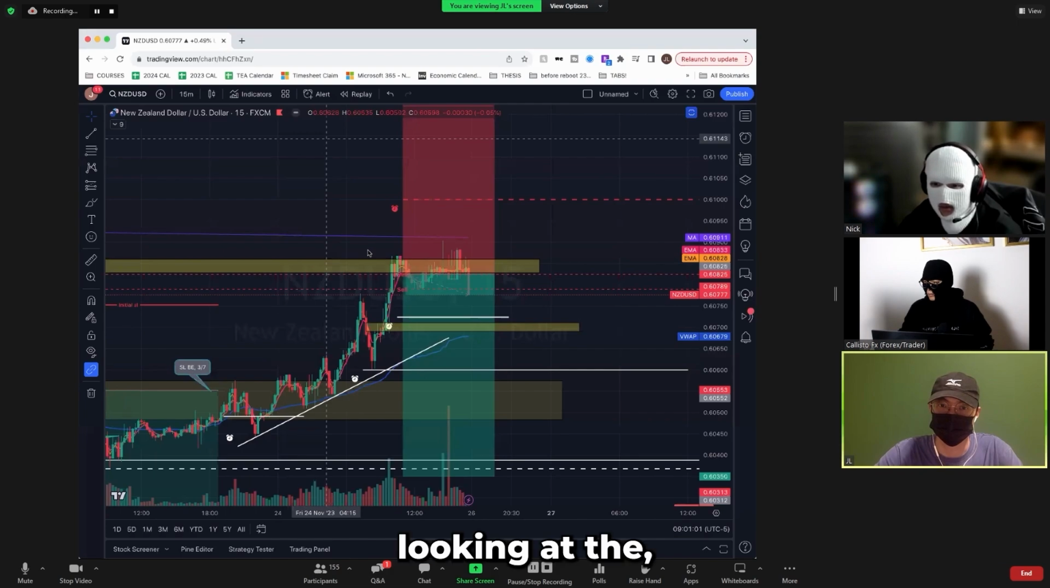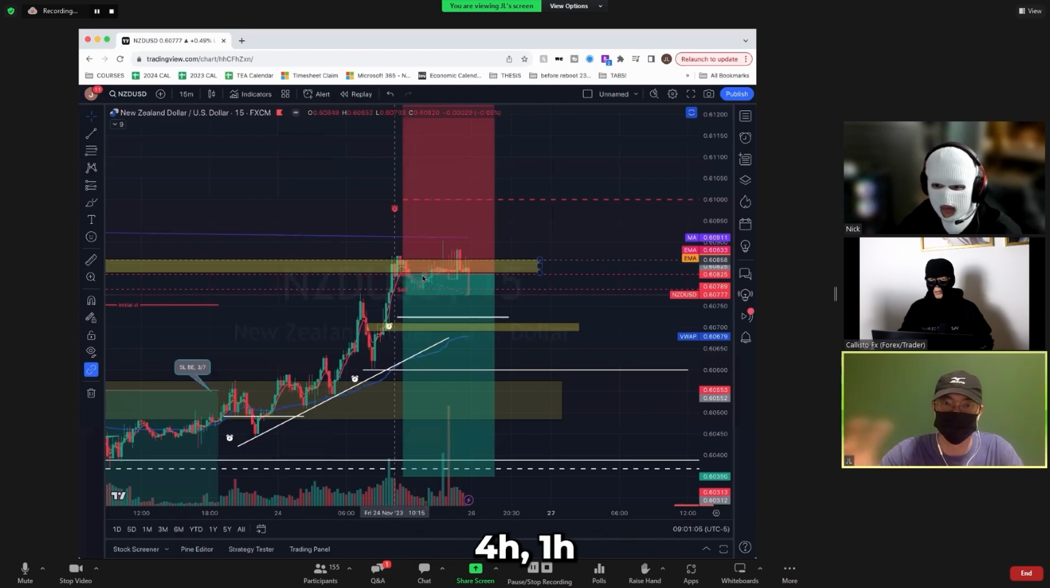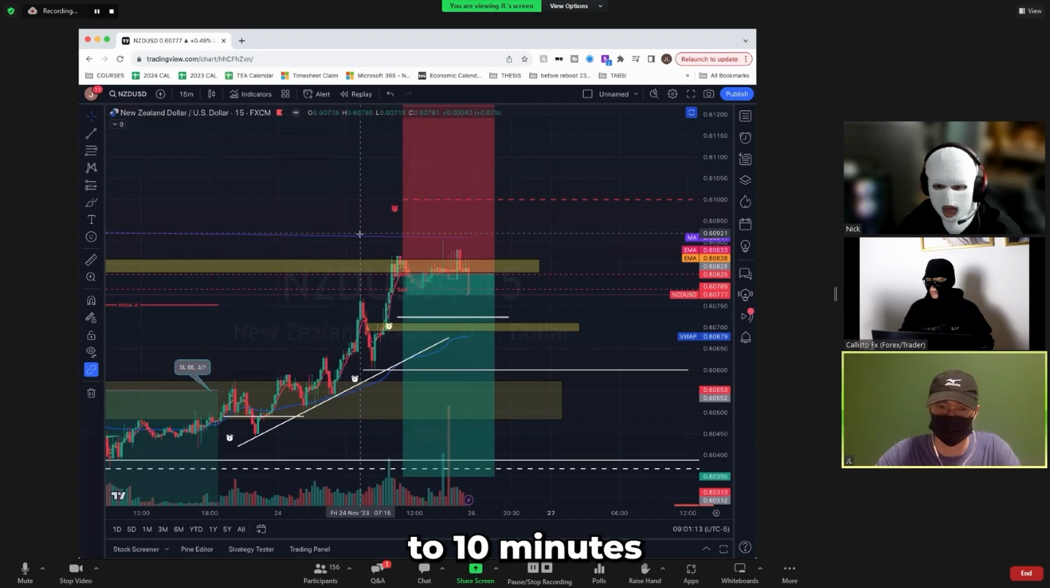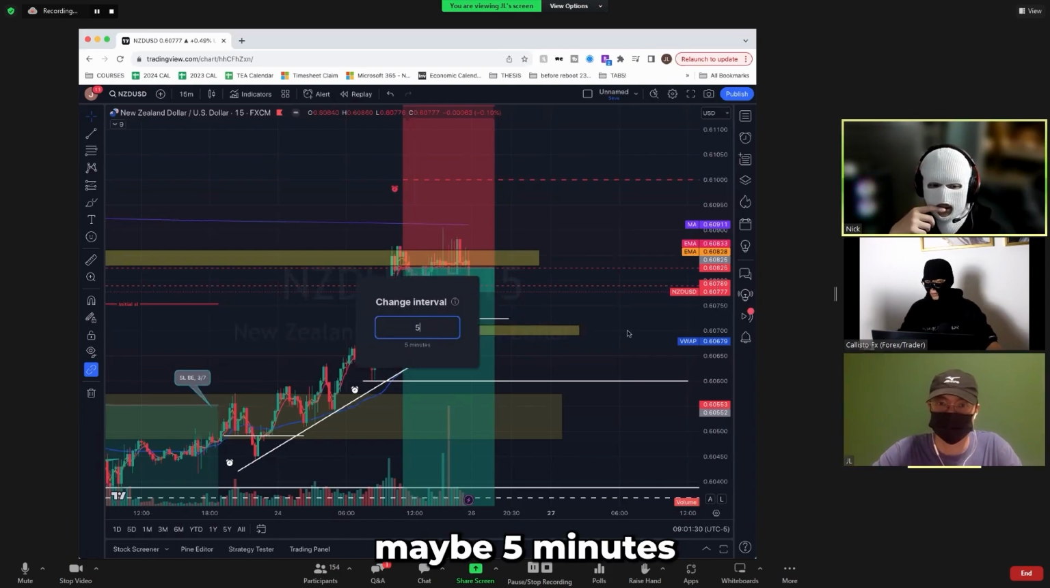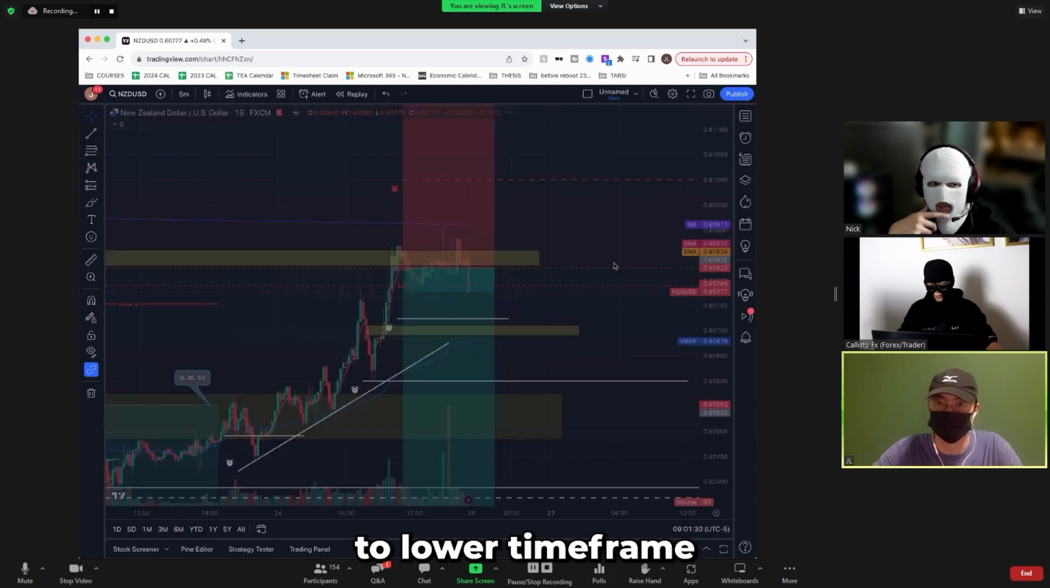I think I'm just looking at the candle coming down. I toggle between the 4 hour, 1 hour, and 15 minute. Sometimes I go to the 5 minutes. Yeah, but I actually kind of waited for the price to somehow reject. Yeah, but I need to be more stringent on my pattern. Yeah, maybe 5 minutes is too low a time frame.